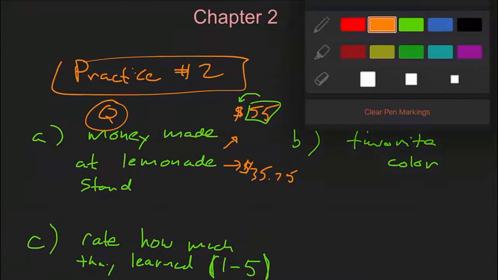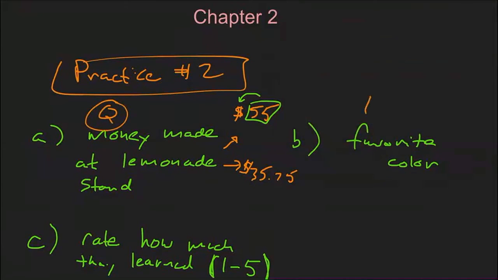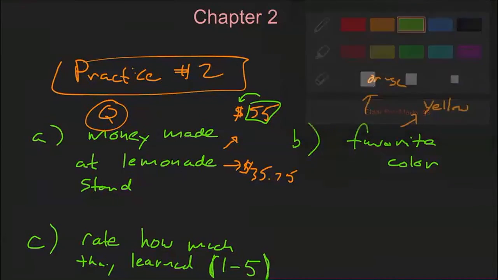Letter B, favorite color of our relatives. Well, somebody might answer orange, somebody may answer yellow, and so on. Are these numbers with units? No, they're not. So this would be categorical.